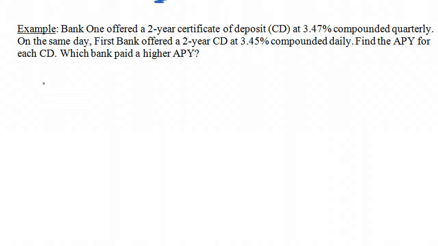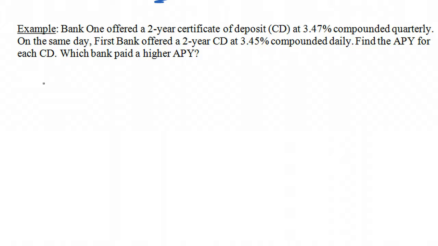Now, first of all, we have to talk about what a certificate of deposit is. When you take out a certificate of deposit, it usually has a time period associated with it. Maybe it's 2 years, or 5 years, or 10 years, but it's kind of like you're putting money into a savings account, but you get a higher percentage than what you would normally get in a normal savings account.